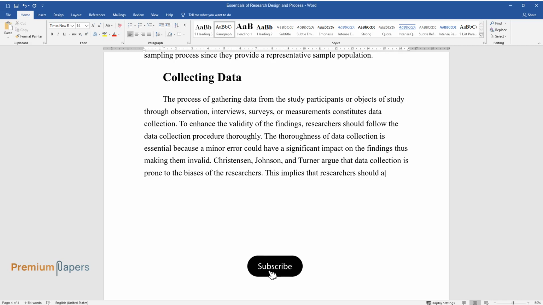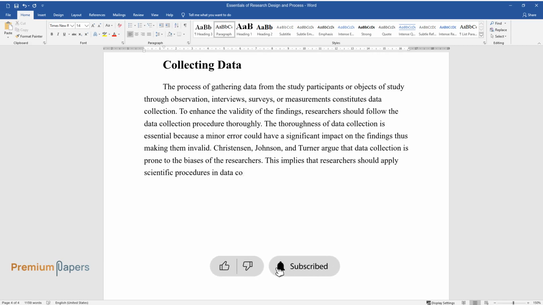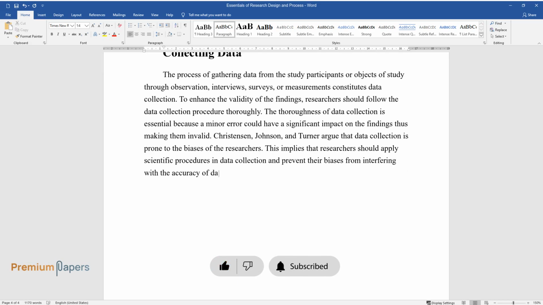This implies that researchers should apply scientific procedures in data collection and prevent their biases from interfering with the accuracy of data collected.